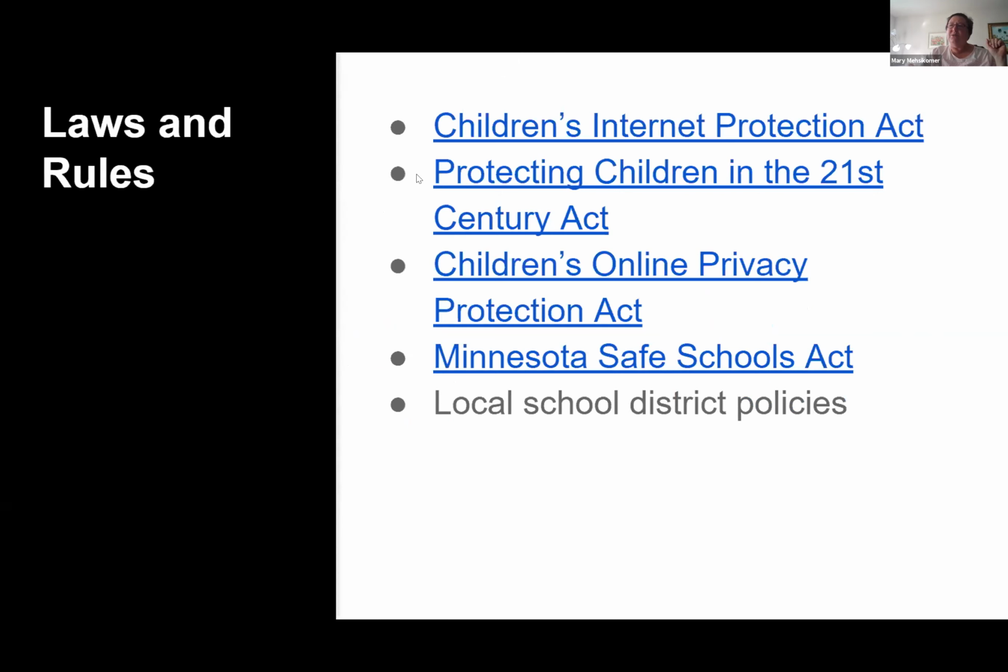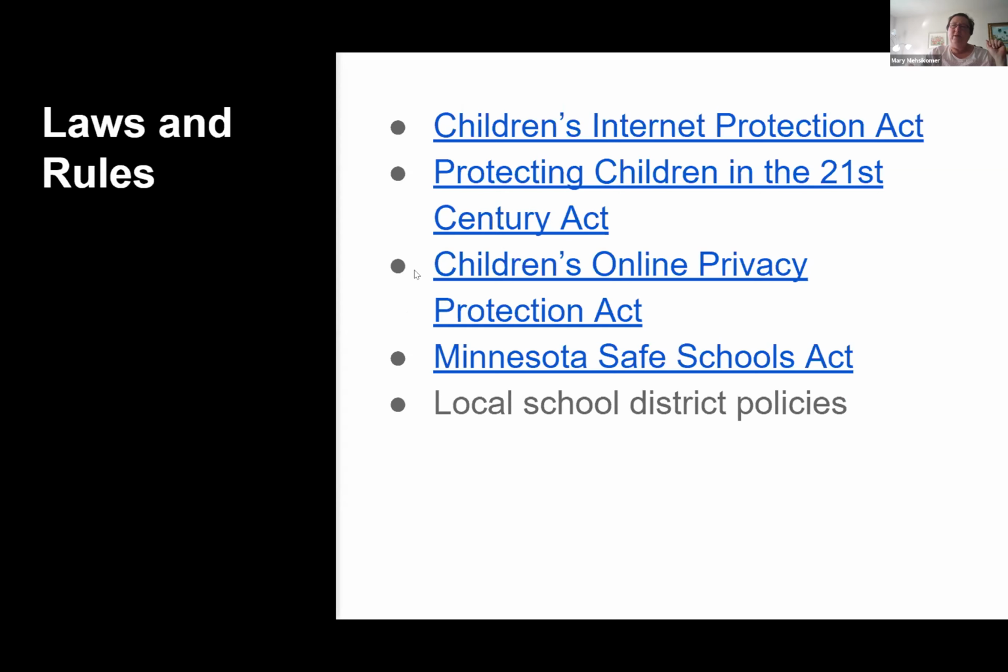There are some laws and rules that apply to us in schools, and a lot of these are really tied to education funding. They're not necessarily a criminal law or a penalty if you're found to not be in compliance. It's going to more affect your education funding from certain programs. But the one that I know that schools have started paying a lot more attention to is the Children's Online Privacy Protection Act, or COPPA.